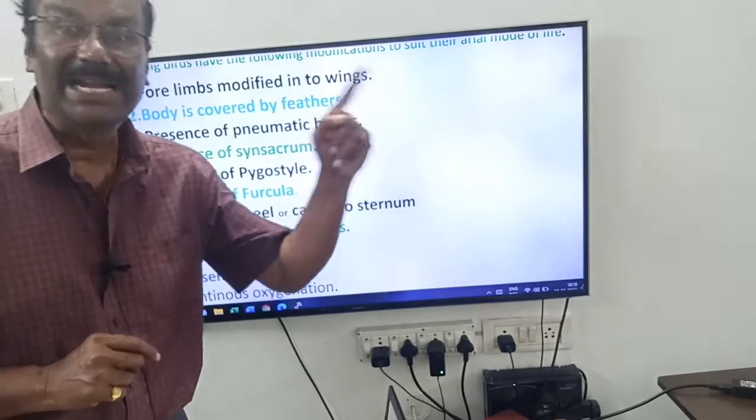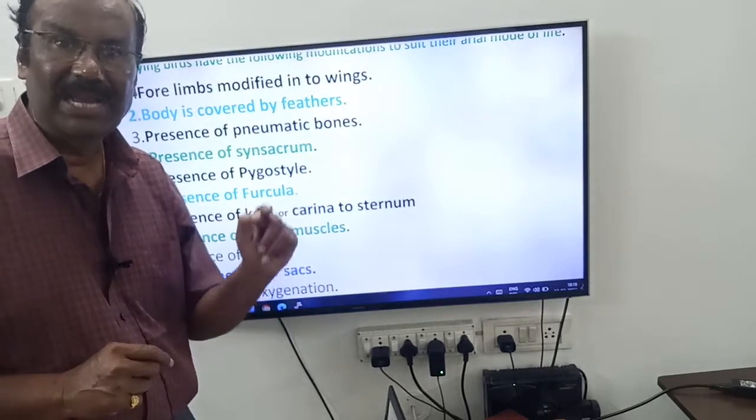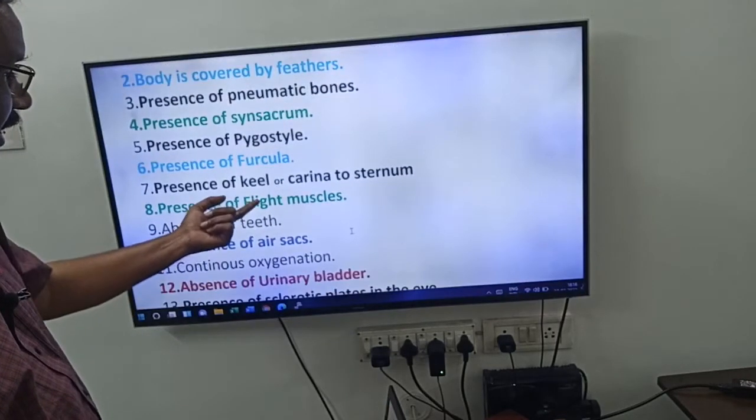Because of that, they are called ratites. Flying birds have a carina. Because of that, we call them carinatae. Next, friends, flying birds have flight muscles.